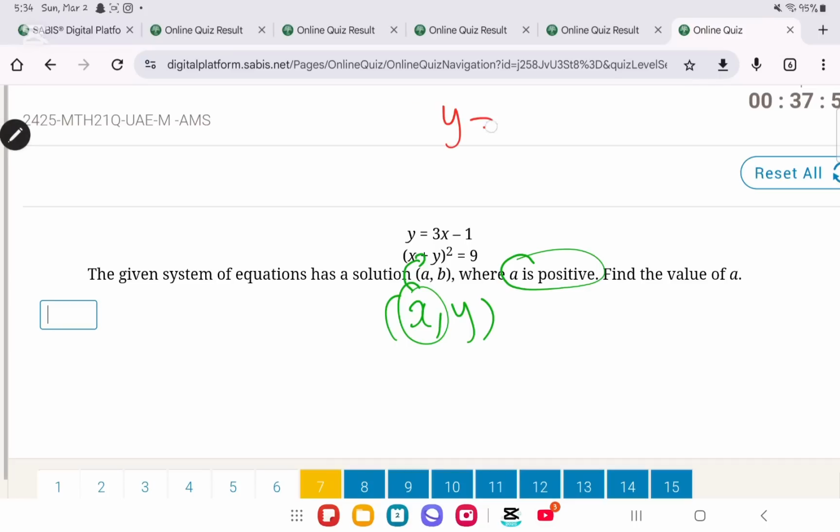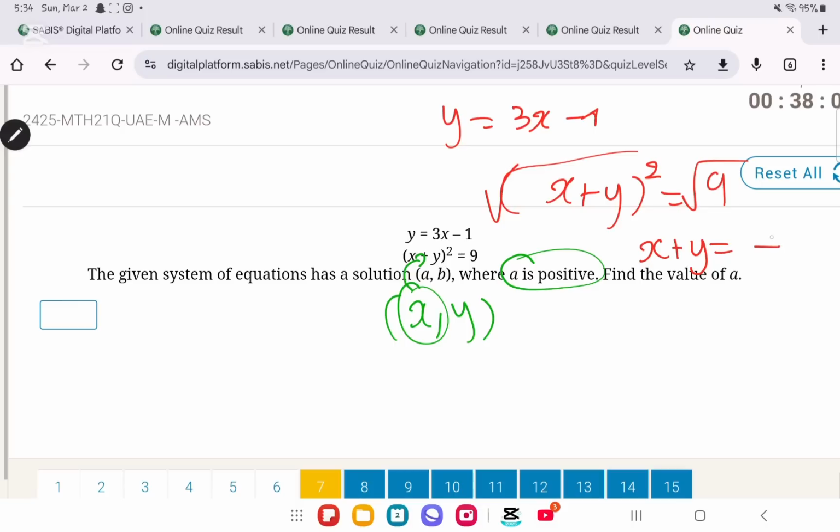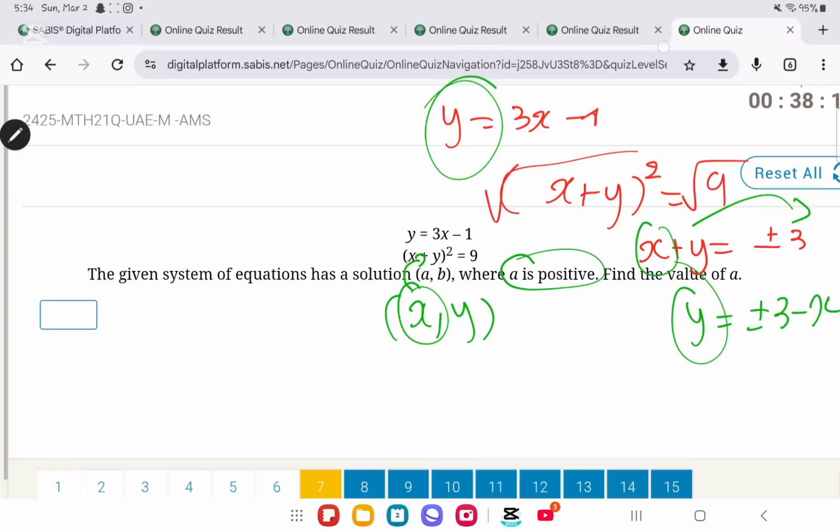So we have y is equal to 3x minus 1, and then x plus y squared is equal to 9. Do radical here, you get x plus y is equal to plus or minus 3, okay? And then move this here, you get y is equal to plus or minus 3 minus x. Now you have y and y, you can equate them.